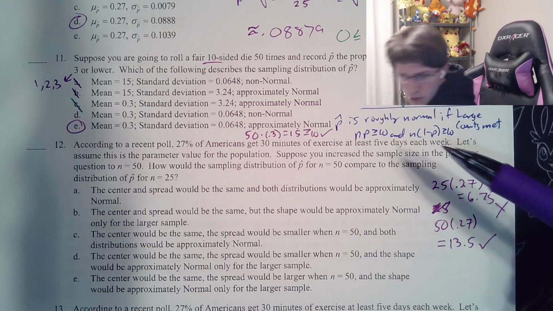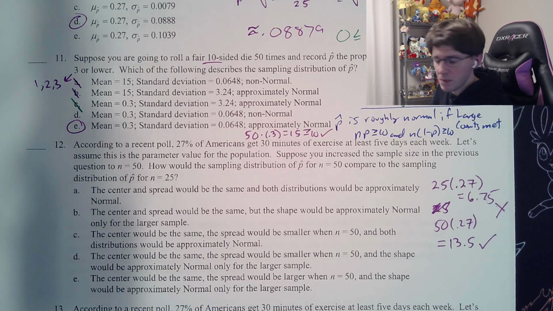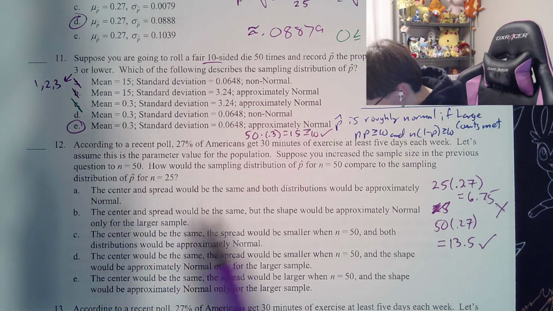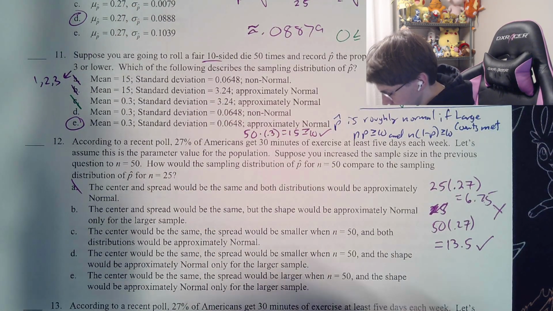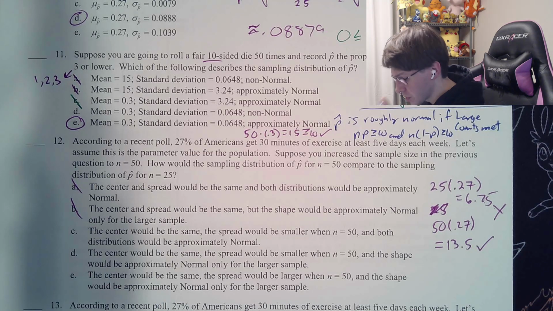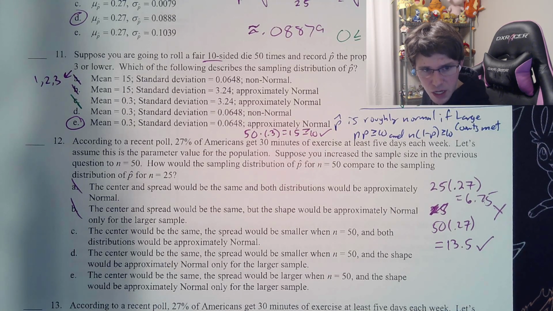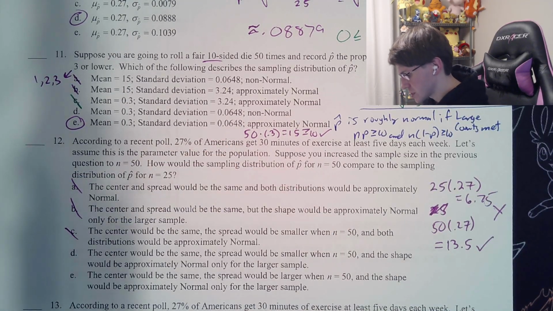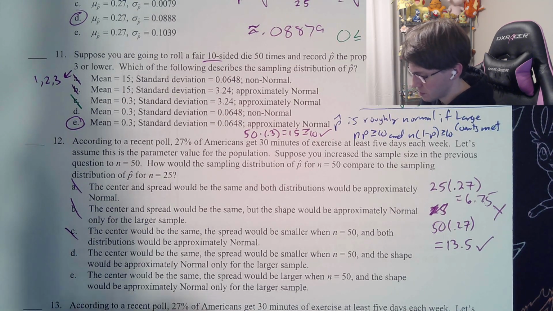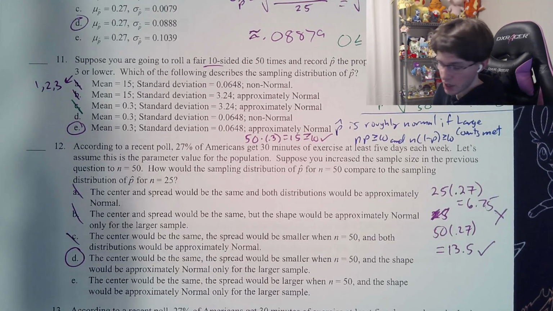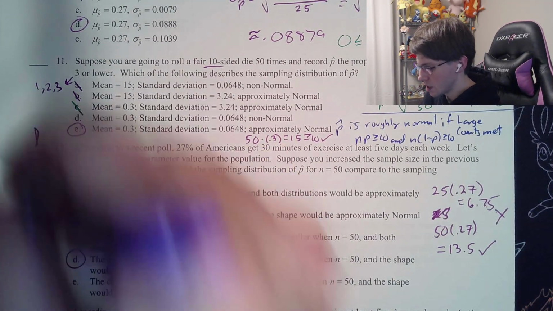The last thing to remember is what I was saying earlier: if you have a bigger sample size, you have a smaller variance, a smaller spread. So let's read through. They would be the same? No. Center and spread would be the same? No. The center would be the same. Good, the centers are always the same for these. The spread would be smaller when n equals 50. True. And both normal? No, they're not both normal. The shape would be approximately normal only for the larger sample. Beautiful, that's exactly what we were looking for. That's our correct answer, letter D.